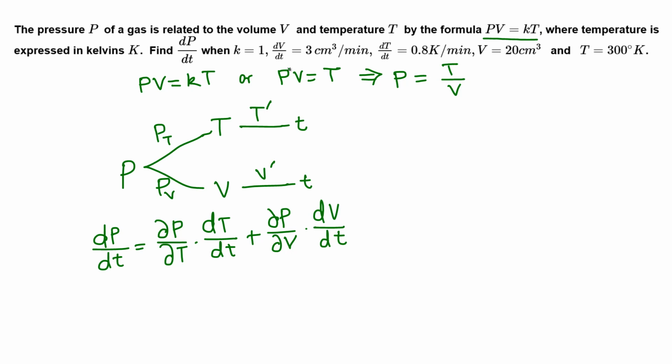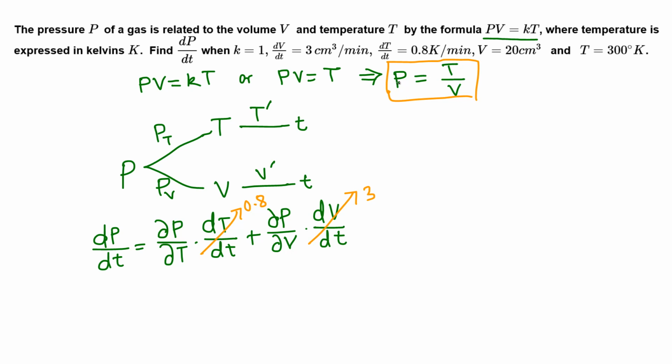And if we read this question carefully, what is given? Let's see. dV over dt is 3, so this is given, 3, and dT over dt is 0.8, so this is 0.8. Okay, now we need to determine the T partial of P and the V partial of P, which is found using this formula.